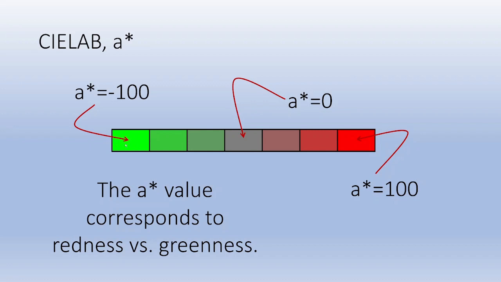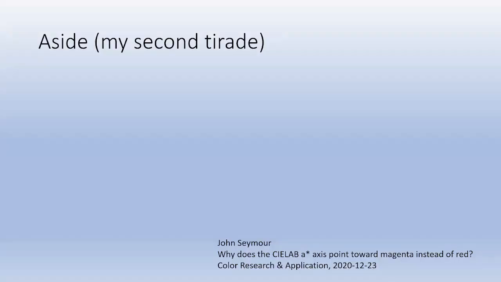So this is the, who was that guy? Hering, yes, Ewald Hering. This is Hering's color opponent. This is the A star, the reddish to greenish component. And here we have a measurement of that value. Did I say I was going to give some tirades? Well, here's my second one. The second tirade is based on a paper that I published in Color Research and Application a little over a year ago. It's a minor one, but it could be a source of confusion for some people.